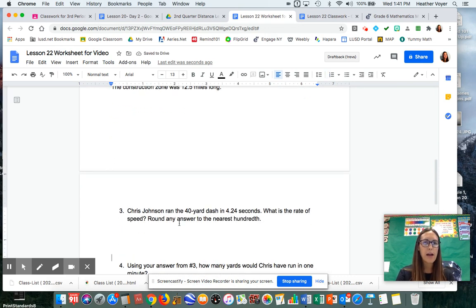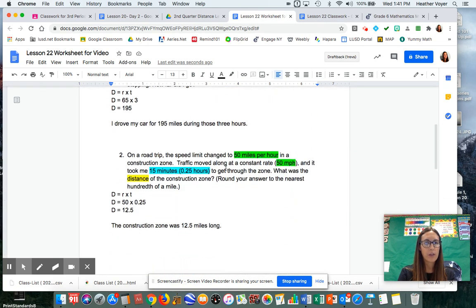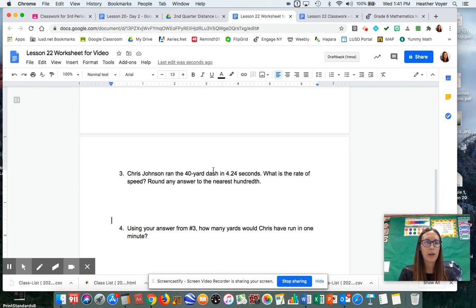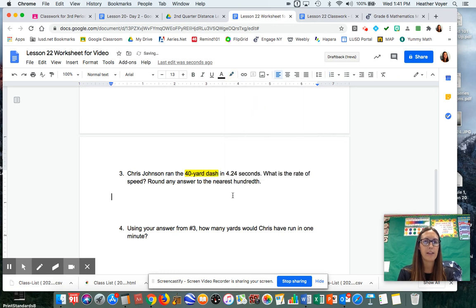All right, so let's go back and highlight again what's important in the text, in the colors that we're using. If you need to, you can always scroll back up to the top to remind yourself, or you can write it down. I am going to highlight the distance in yellow, and I see that it tells me the distance that Chris ran. He ran the 40-yard dash, so that is the distance he ran. So I'm going to put that in yellow.